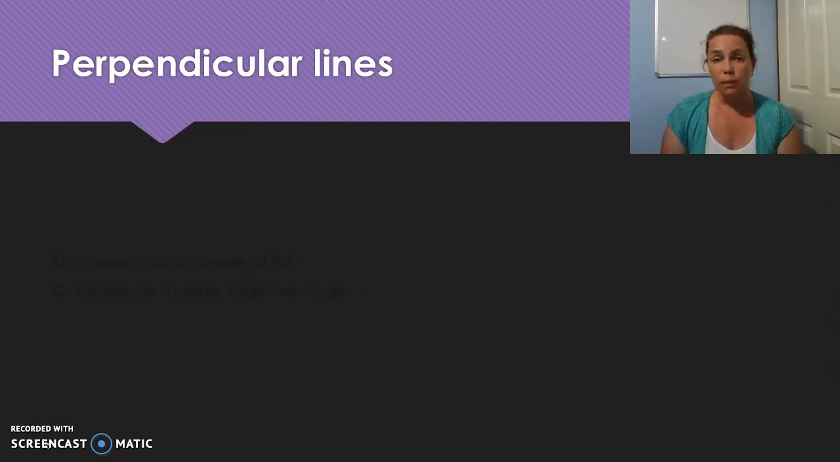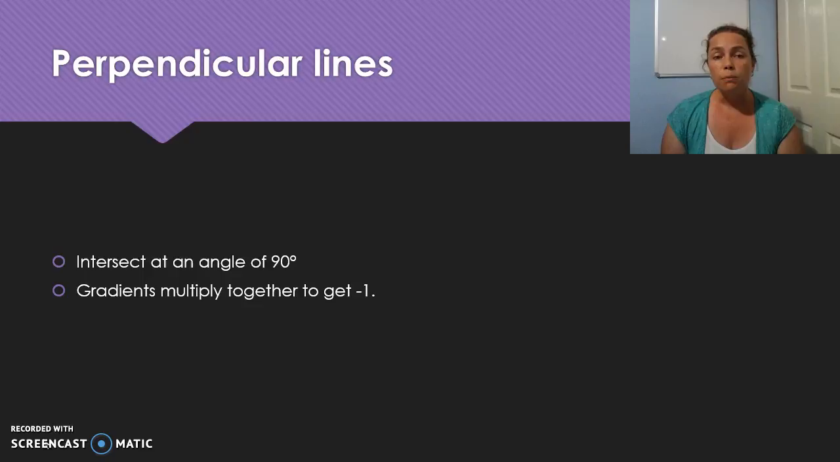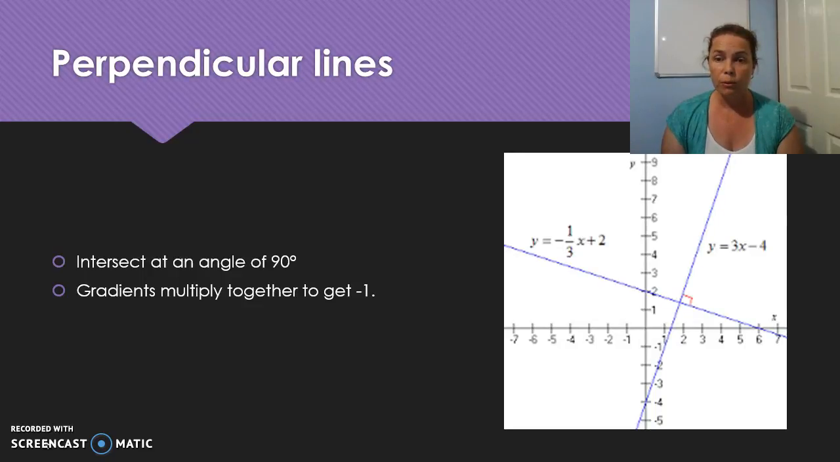Opposite to that is perpendicular lines. Perpendicular lines intersect at a 90-degree angle. The gradients must multiply together to get negative 1. And once again, let's look at an example. I have 2 lines here. The first is y is equal to negative a third x plus 2, and the second is y equals 3x minus 4. If you multiply negative a third and 3 together, you will get negative 1 because the 3's cancel.